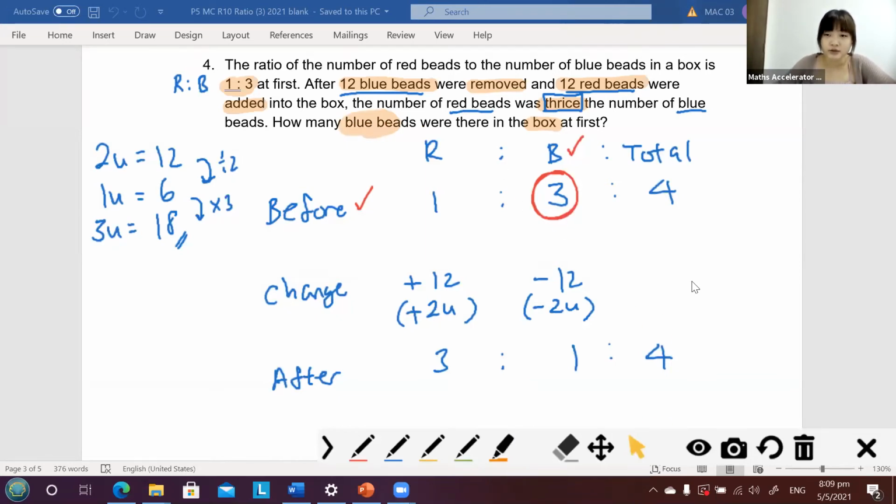Okay, so the question can vary. Some of it wouldn't need you to go and change the total. Some of it will need you to go and change the total to become the same. Okay, so it depends on the question. But as long as you know the steps, okay, you'll be able to solve this type of questions. Any other questions before I go on?